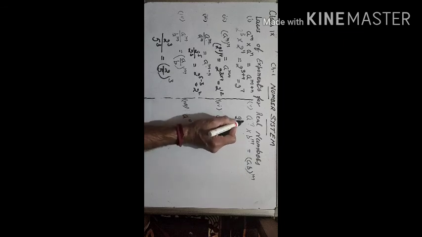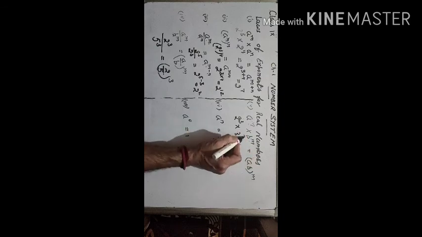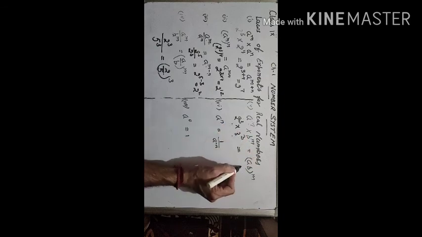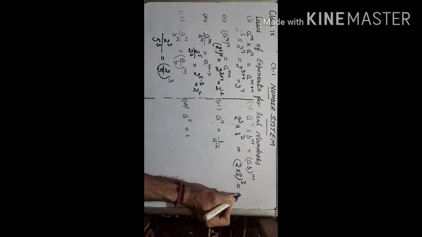Next law is base is different, powers are same, then ab to the power m. Suppose 2 to the power 3 into 3 to the power 3, then 2 and 3, 2 into 3 to the power 3, that is 6 to the power 3.